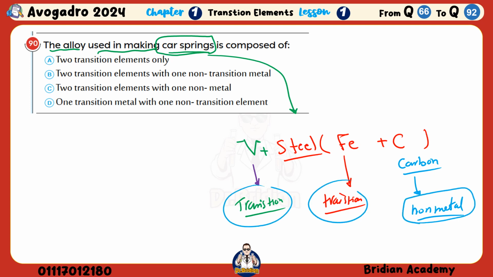2 transition elements only? No. 2 transition elements with 1 non-transition metal? No. 2 transition elements with 1 non-metal. Excellent, because carbon is a non-metal, not a non-transition metal. A non-transition metal means that it will be from the S or B elements, but carbon especially is a non-metal. So the correct choice will be choice number C.